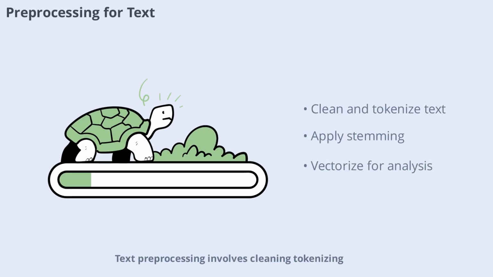Text preprocessing involves cleaning, tokenizing, and transforming text data into numerical features. Techniques like stemming, lemmatization, and vectorization help convert unstructured text into a format suitable for analysis or modeling. Effective text preprocessing is crucial for natural language processing applications.